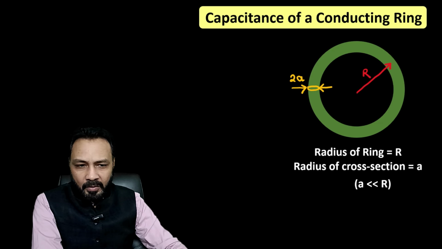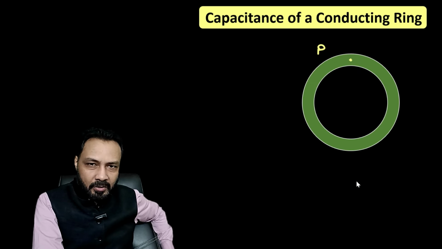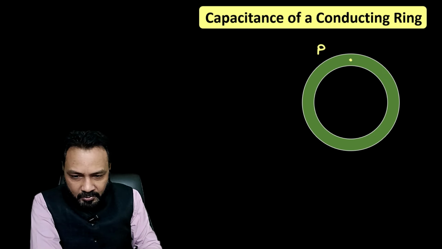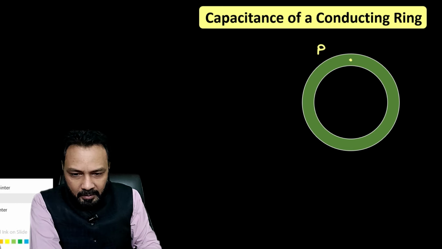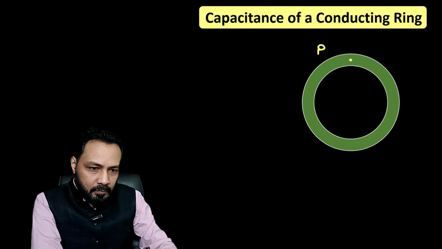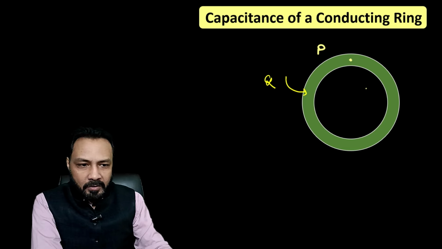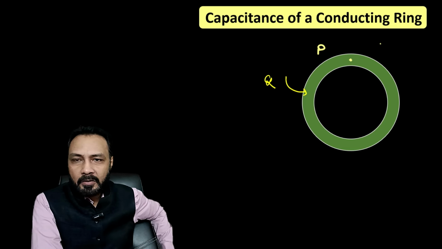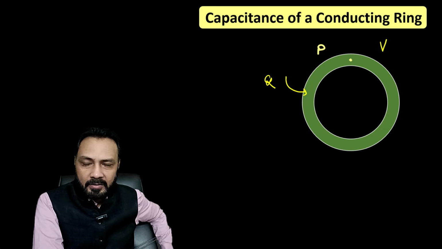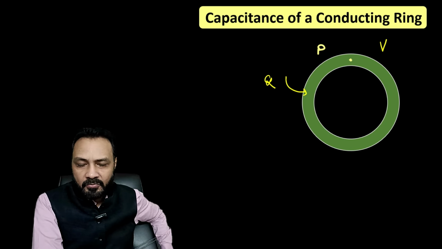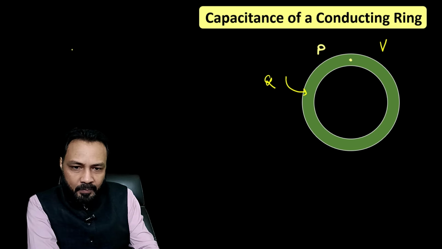How will we proceed? Because it is a conductor, the potential would be the same everywhere. In the normal process, suppose I give some charge Q to this ring, and then the potential of this ring becomes, say, V. It is obviously a metal, so the potential is the same at any point. So I will find the potential at an arbitrary point, say P. The potential is V. Then obviously the capacitance will be C equals Q by V.